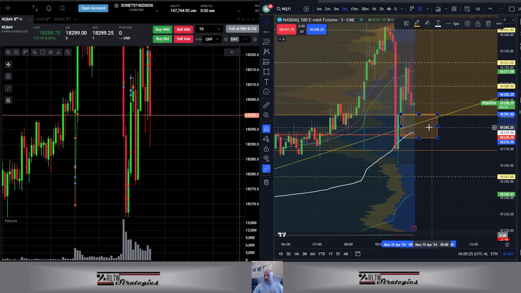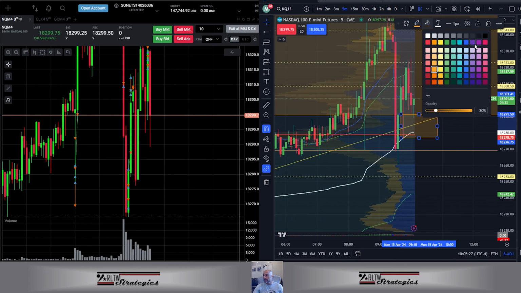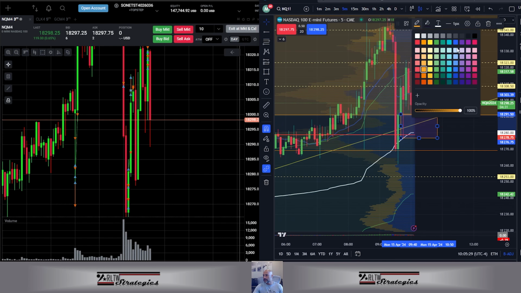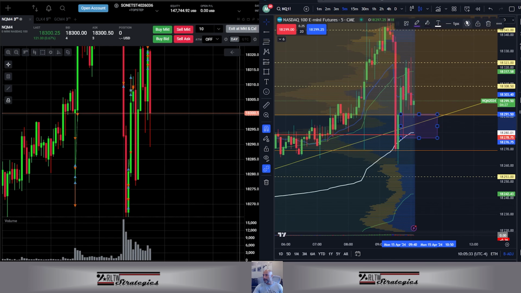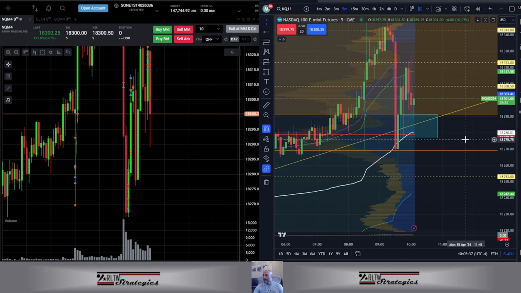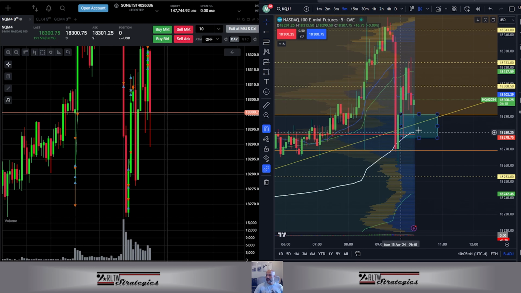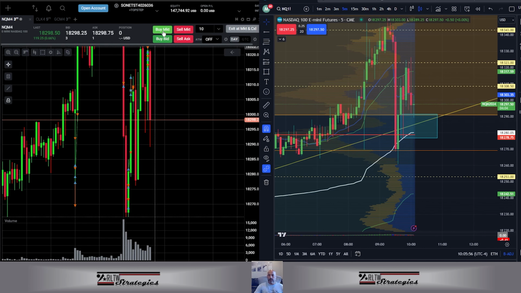So let's see what happens. I'm going to change the color of that box because I can't really see that. I think this is a buy area. And Apple finally broke through the VWAP.